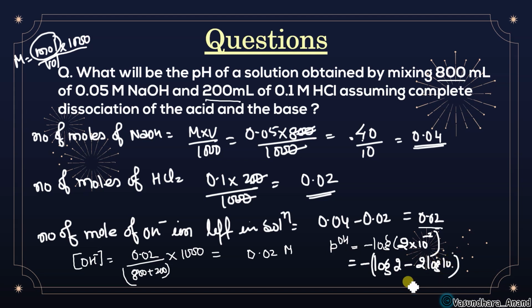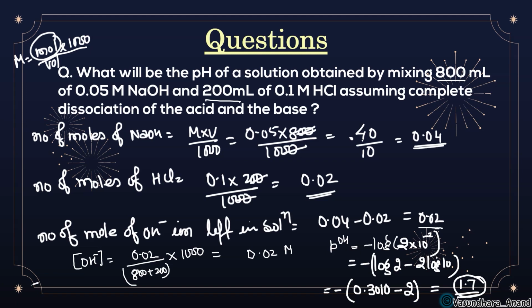So now just the log 2 value is 0.3010, and this is going to be 2 minus that. So you just subtract 0.3010 from 2. It will be around 1.7. Yes, around 1.7 it will come. So this is the pH of the solution, 1.7. I hope it is clear.